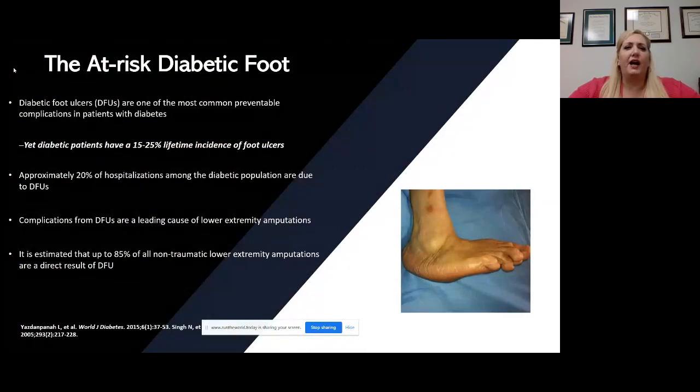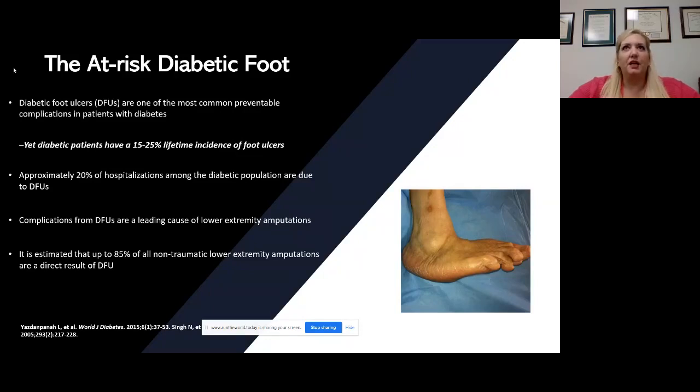So let's talk about the at-risk diabetic foot. Diabetic foot ulcers are unfortunately one of the most common preventable complications of patients with diabetes, but too many patients are developing diabetic foot ulcers and having poor outcomes because of them. It's been estimated that about 15 to 25% of patients with diabetes will develop a diabetic foot ulcer within their lifetime. And approximately 20% of hospitalizations of patients with diabetes are due to deterioration of a diabetic foot ulcer.